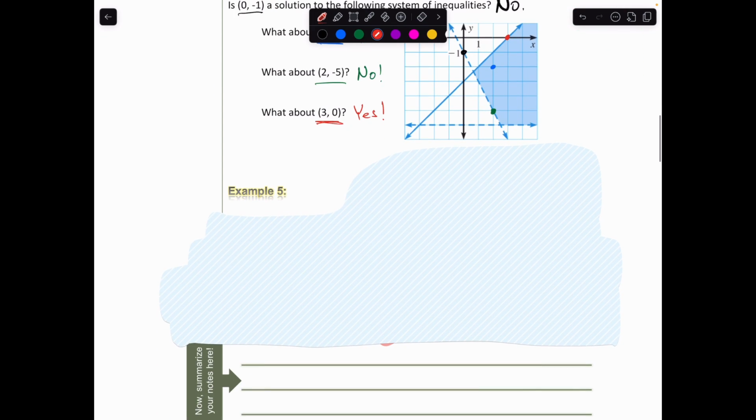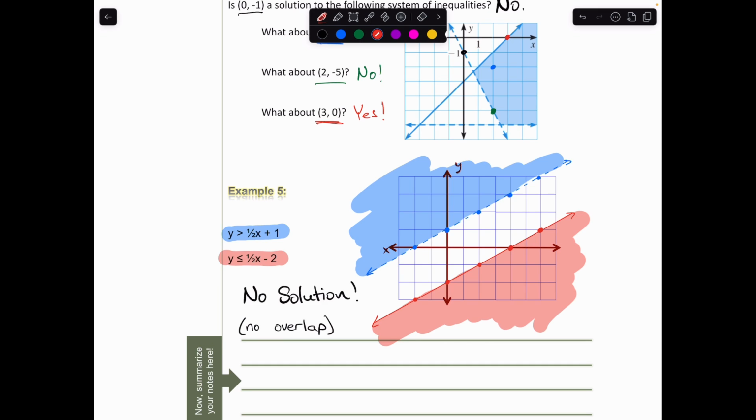All right, here's your last example. Again, try this one on your own. Graph the two lines, shade to either above or below on each of them, and then see where they overlap. Okay, so for example 5, this is kind of a special case because there is no overlap. So if you ever have something like this, then there's no solution.